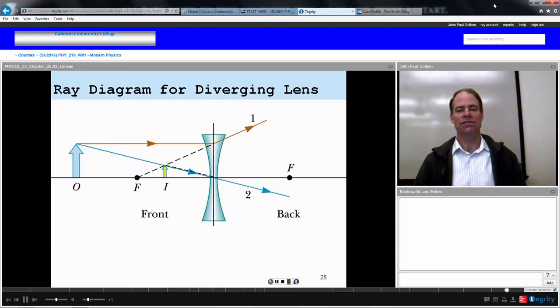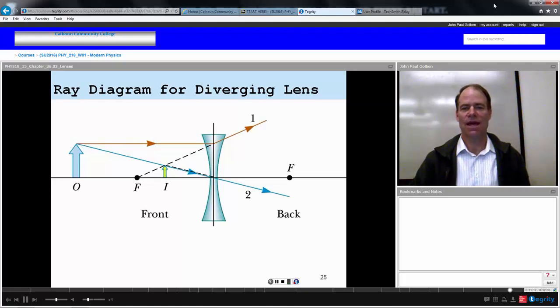So the image distance is going to be negative, and q is going to be less in magnitude than p, and hence our magnification is going to be less than 1. It's going to be upright because we're going to have a positive magnification, since q is a negative quantity.